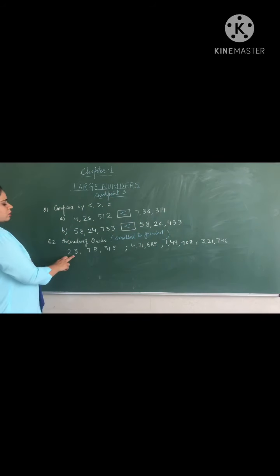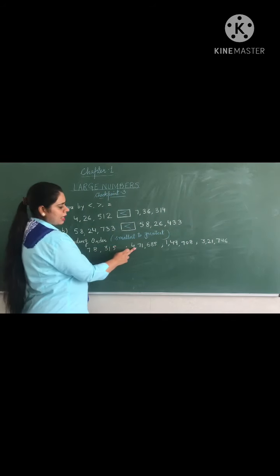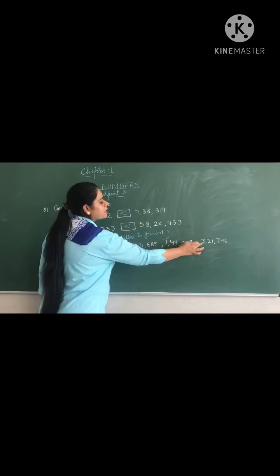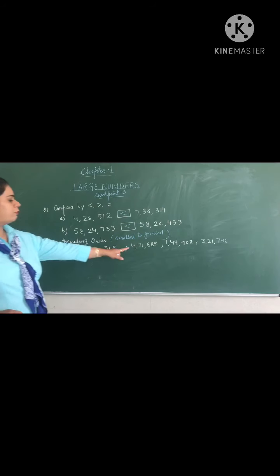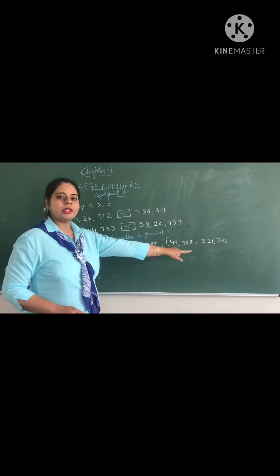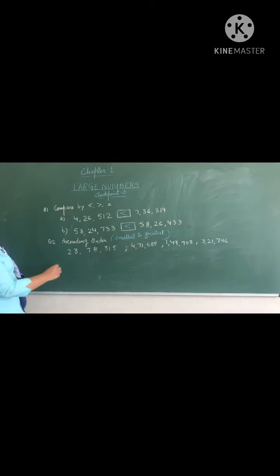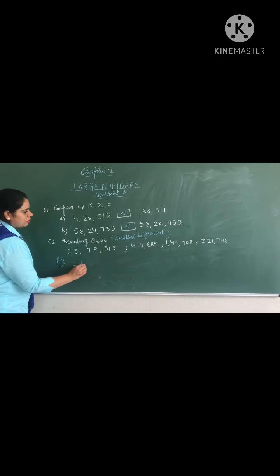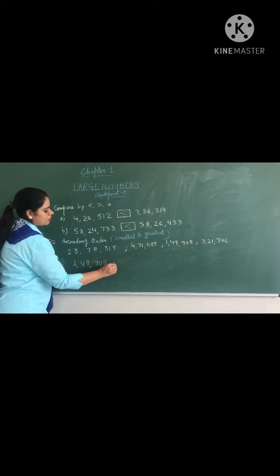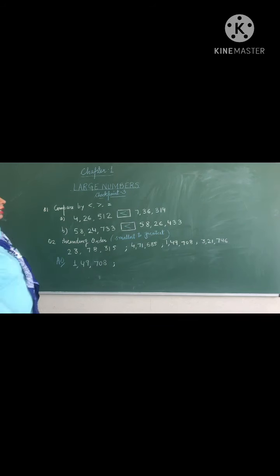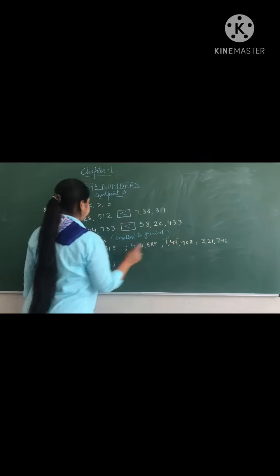It is ones, thousand and lakhs. But in lakhs, it is 23 lakh, it is 4 lakh, it is 1 lakh and it is 3 lakh. Which is smaller? 23, 4, 1 or 3? I think 1 is smaller. So you will write 1,49,708.